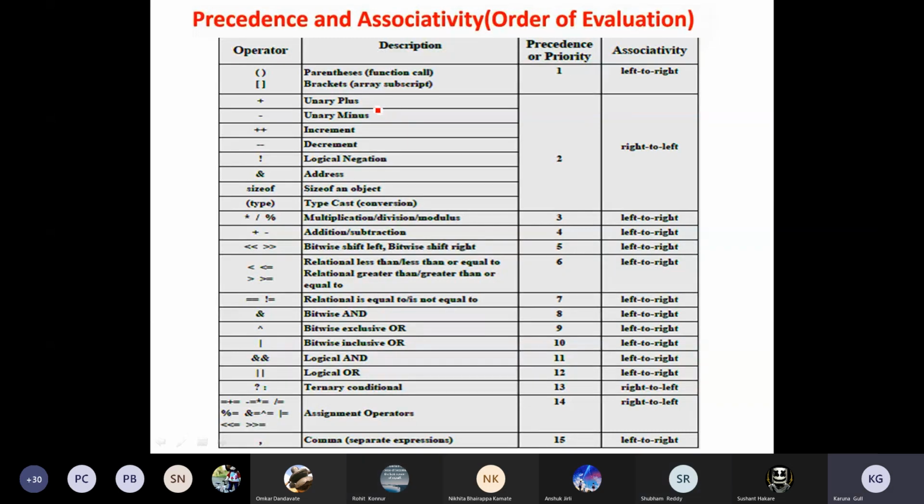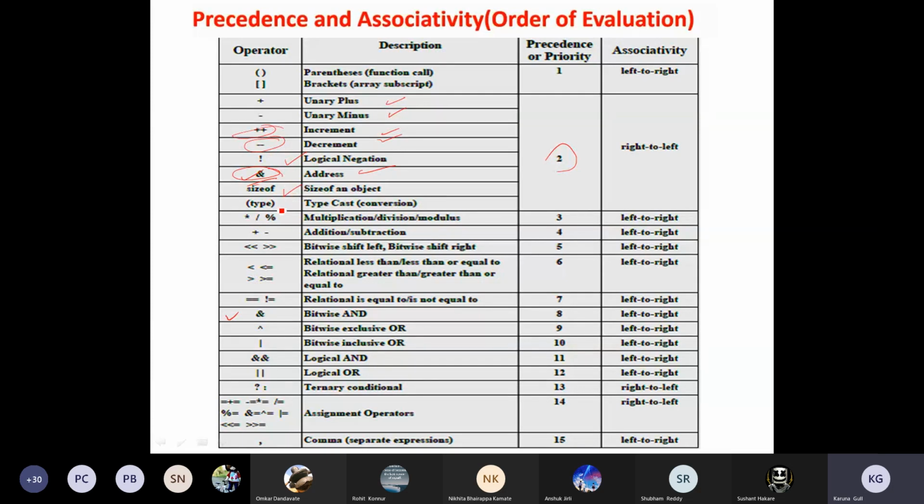Yes, okay. So unary plus, unary minus, increment (double plus), decrement (double minus), logical negation not. This ampersand is address; it is not the AND operation you have already studied. This is not bitwise AND. Address has higher priority than the bitwise operator. You have to keep this in mind.